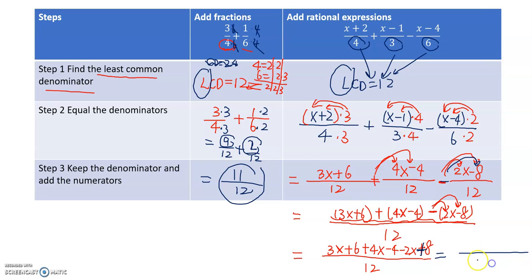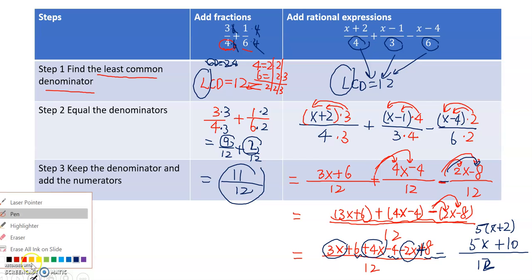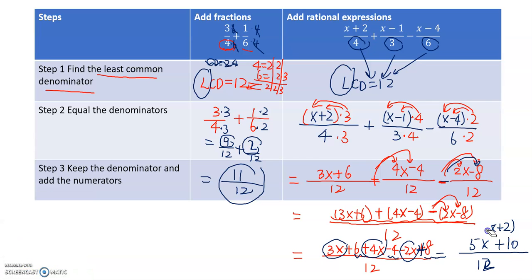So after that, we can simplify and combine all the like terms. 3 plus 4 minus 2, that's going to be 5x. And 6 minus 4 is 2. 2 plus 8, that's 10. And notice this rational expression is already simplified. The top, we may be able to factor out a 5 to get x plus 2, but 5 does not have anything in common with 12. So we don't need to do that step here.